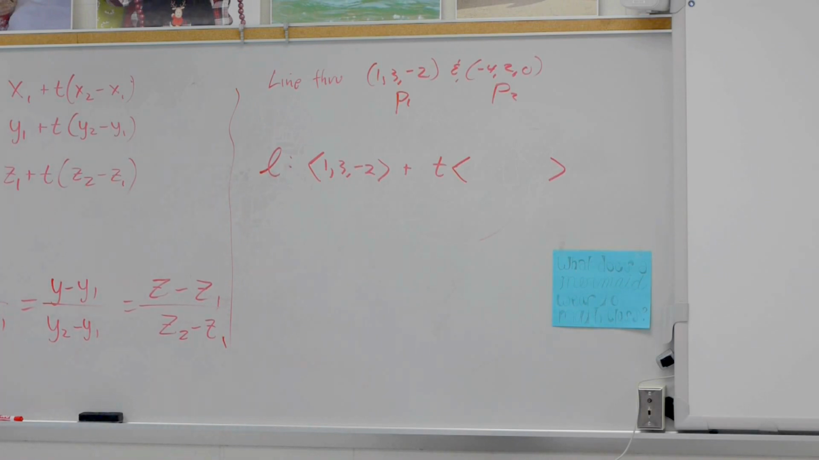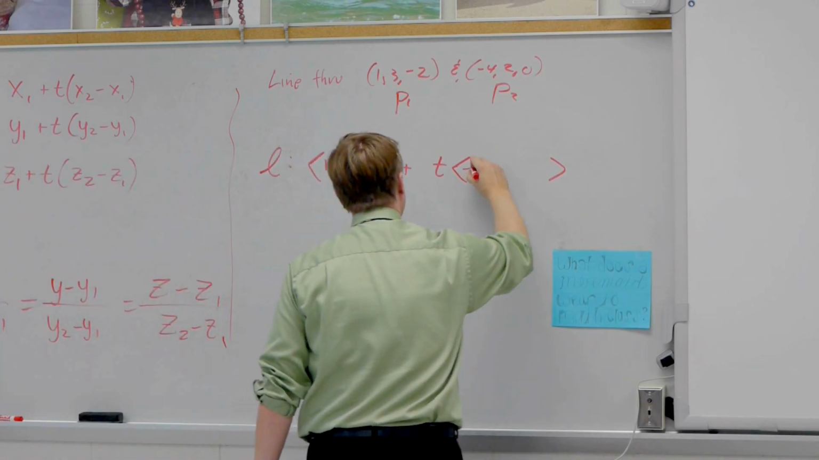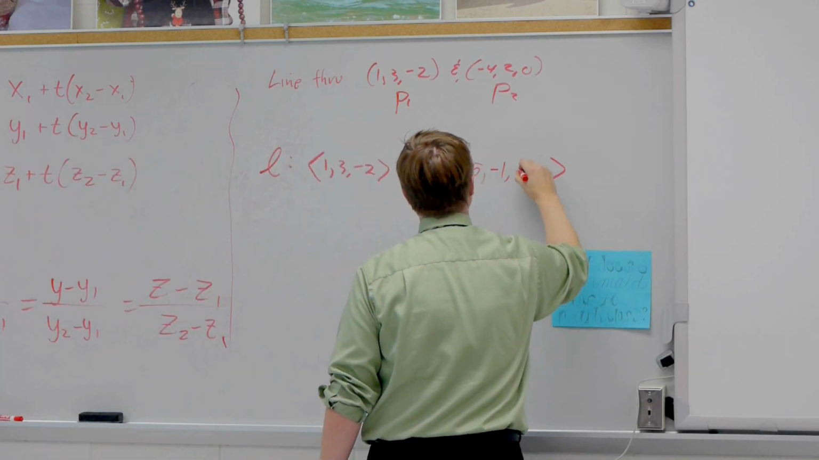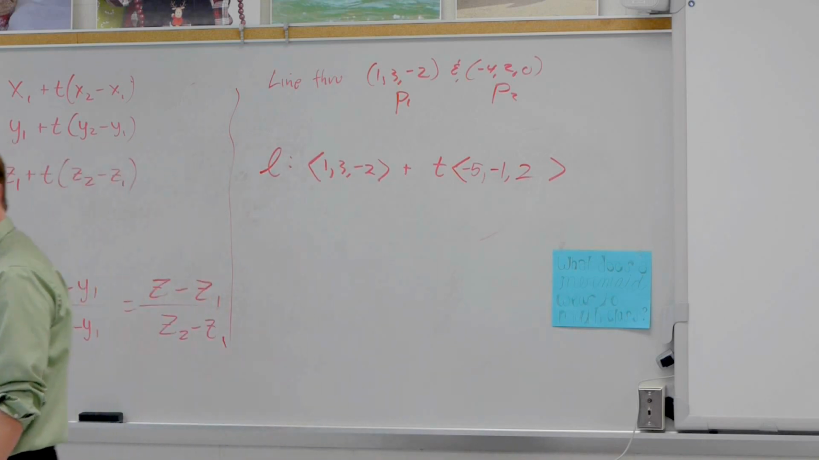What's the first term in this vector? -5. Bingo, because it's the change in x. -1 and 2. Bingo. So that's the vector equation of the line.